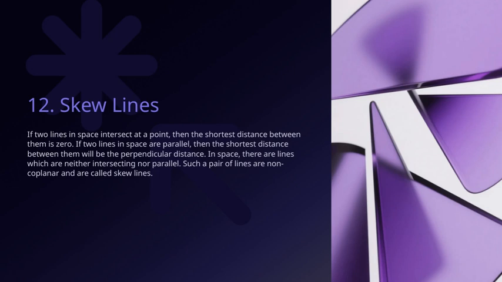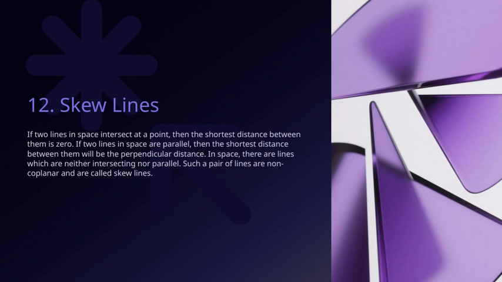is actually 0, because they meet at that point. Now, if two lines are parallel, the shortest distance between them isn't 0. Instead, it's the perpendicular distance, the shortest straight line segment connecting the two lines at right angles.